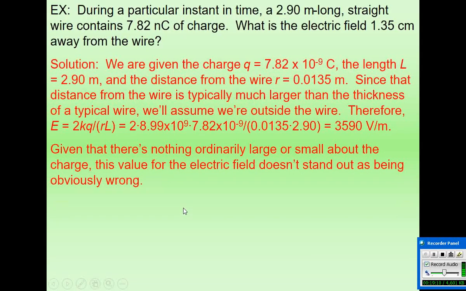Let's take a look at this example. We have a long wire, 2.9 meters long. It's carrying electric current, and maybe at any given instant in time, the amount of charge is 7.82 nanocoulombs. And we want to know the electric field strength 1.35 centimeters away from the wire.